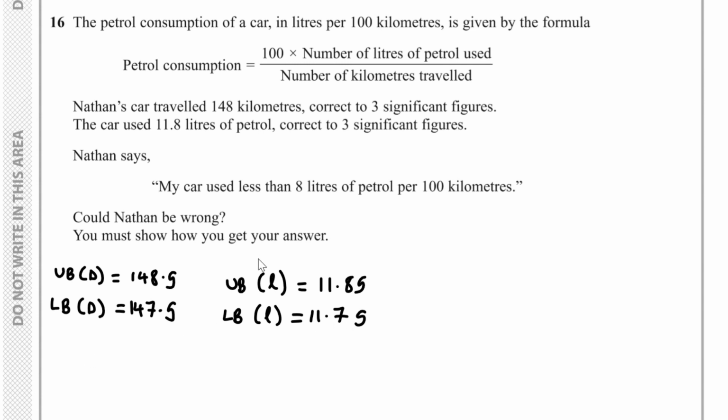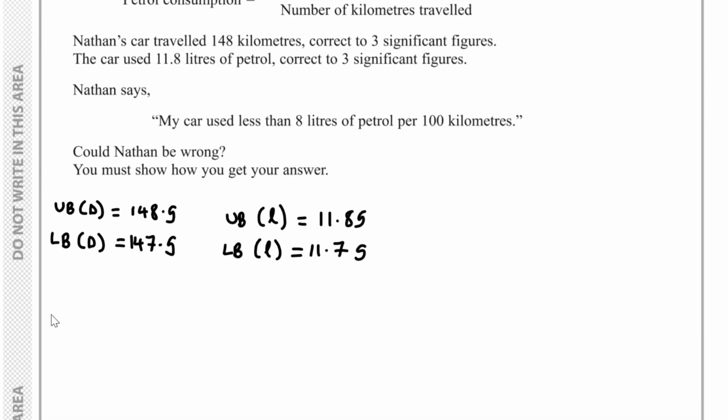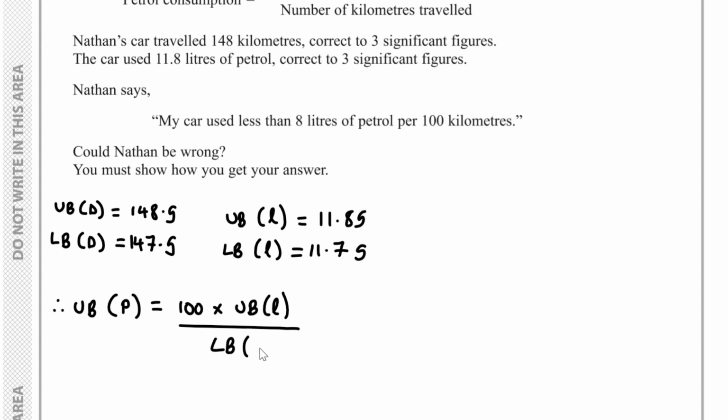Now we want the upper bound, so therefore the upper bound of the petrol consumption is equal to 100 multiplied by the upper bound of the number of litres used over the lower bound of the distance.